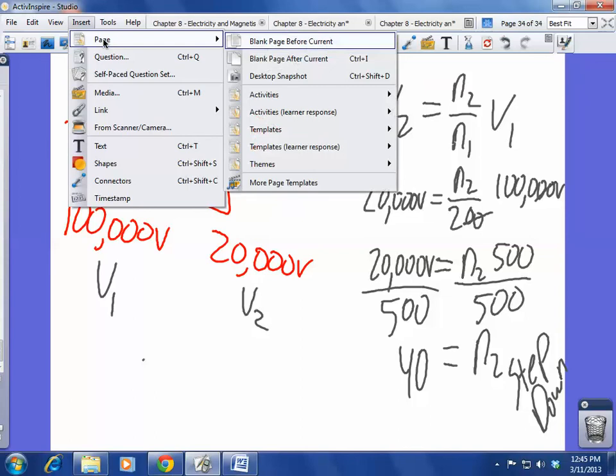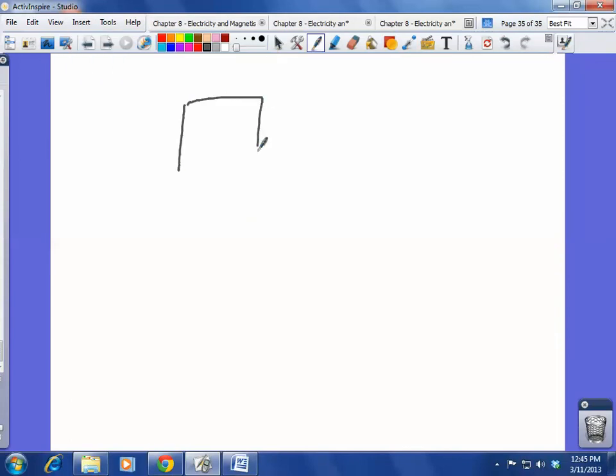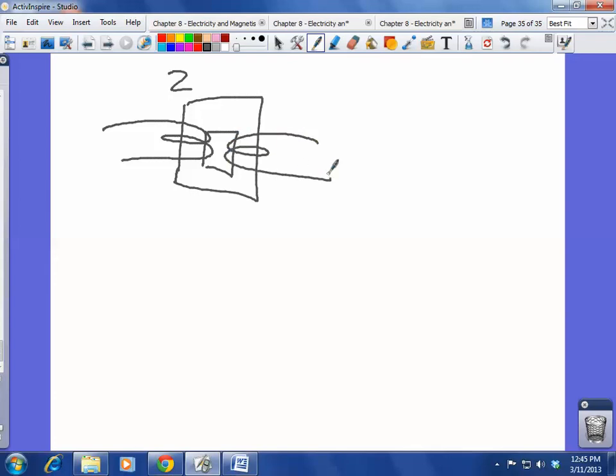Why don't you guys try one more? Okay. Let's try, this one will be a little simpler. Let's say we start with 2 coils over here. We end with, well, I need another coil there. We end with 3 coils. If my output here is 9 volts, what's my input voltage?